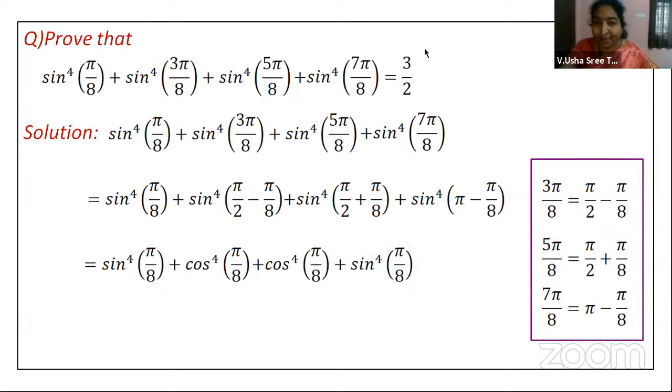Okay. Now, did you observe, when I was starting the session, I said we are not confining ourselves to one single formula. We will try making use of all the formulas. We are literally playing with the formulas, children, right? So sine power 4 pi by 8 plus cos power 4 pi by 8 plus cos power 4 pi by 8 plus sine power 4 pi by 8. When we simplify it, you will get 2 into sine power 4 pi by 8 plus cos power 4 pi by 8. We don't have any direct formula to replace this. And of course, pi by 8 is not a standard value, right? So we will try to go ahead simplifying it further.